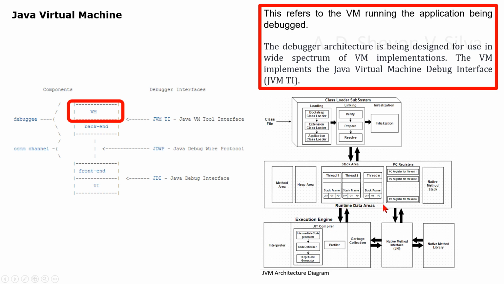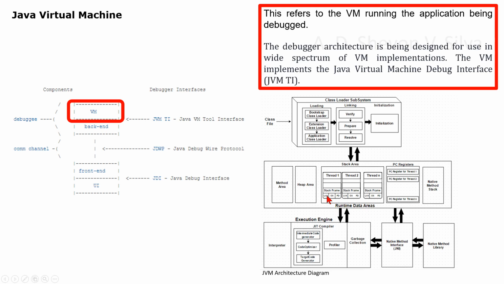Stack area. For every thread, a separate runtime stack will be created. For every method call, one entry will be made in the stack memory, which is called a stack frame. All local variables will be created in the stack memory. The stack area is thread safe since it is not a shared resource. The stack frame is divided into 3 subentities. Local variable array.